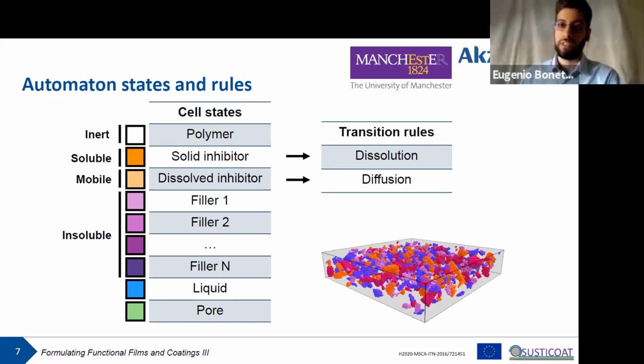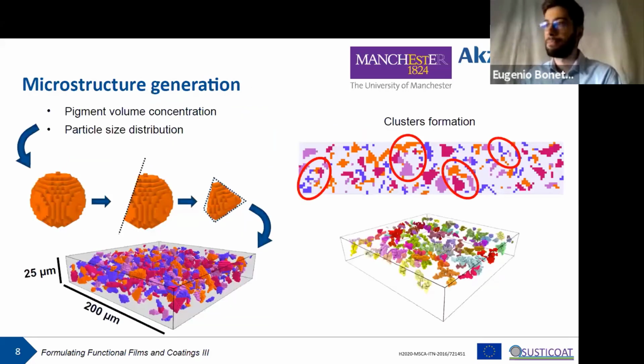For simplicity, no other phenomena are taken into account, only these two, which are the main phenomena. The algorithm implemented for the generation of the microstructure receives as input the formulation of a coating, so the pigment volume concentration, the PVC, and the particle size distribution.